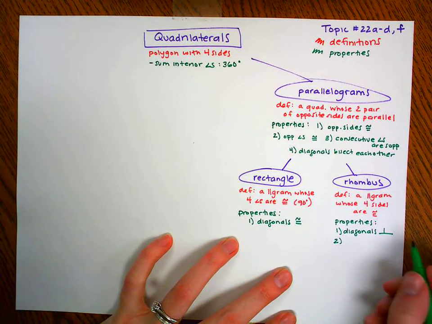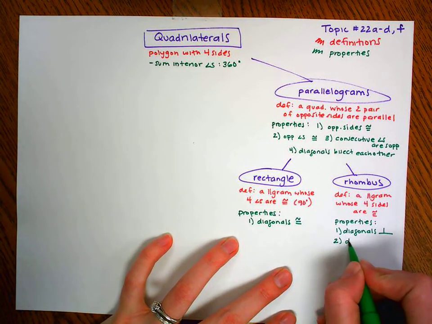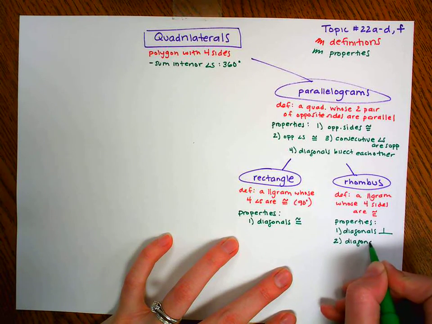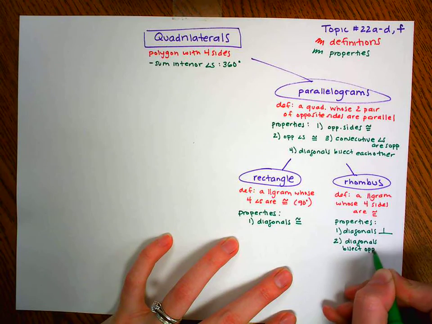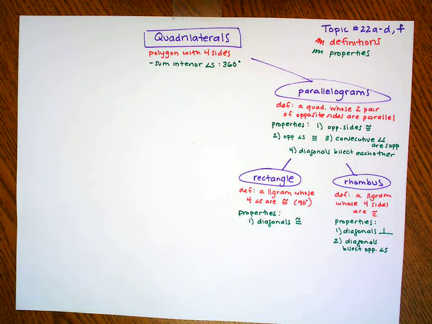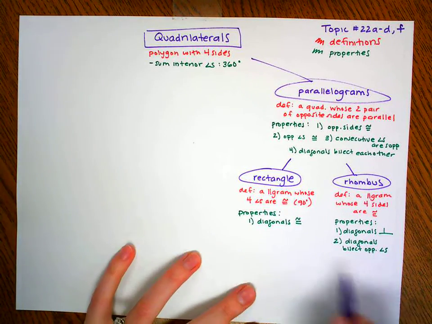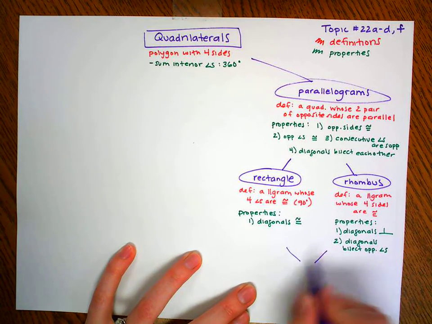And then the second is that diagonals bisect angles. Or I should really say the diagonals bisect opposite angles. And since we've drawn pictures and talked about this before, I'm not going to draw pictures right now. But that's our two new properties for a rhombus. And if we put a rectangle and a rhombus together, we get to a square.